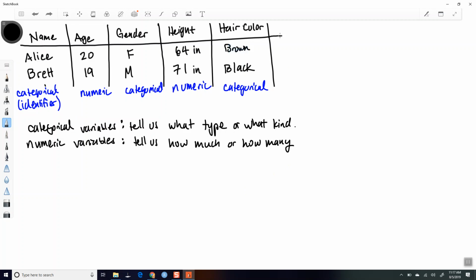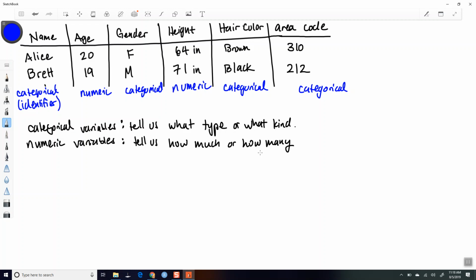Let's say I put in area code for their phone. And we've got, I don't know, 310 and 212. Okay? What kind of variable is area code? Yeah, area code is categorical. All right, it looks like a number, but it doesn't tell us how much or how many. It tells us what kind, which is a little bit weird, but basically it tells us a little bit about your geographic location when you bought your phone, okay?